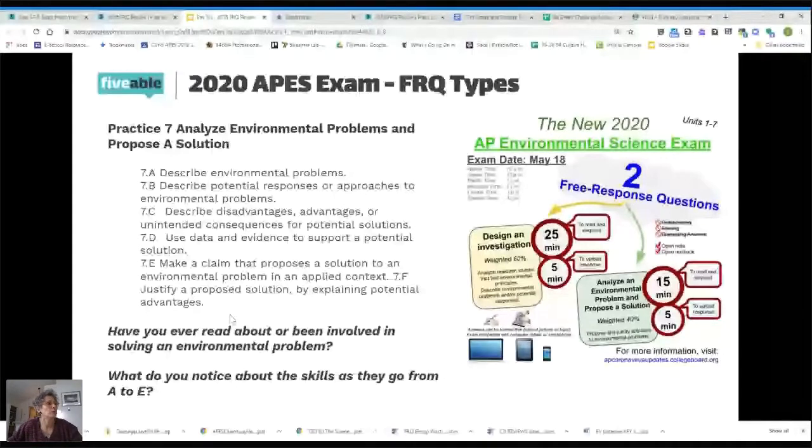But in order to solve the problems, you need to be able to describe them. And this part is going to be 40% of the test. You'll have 15 minutes to read and respond, and then you will upload.